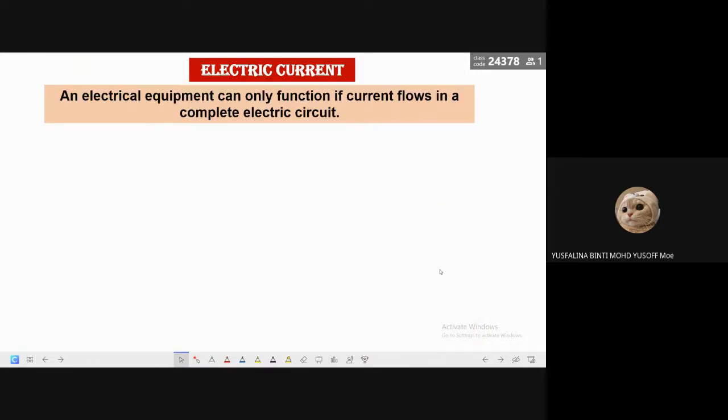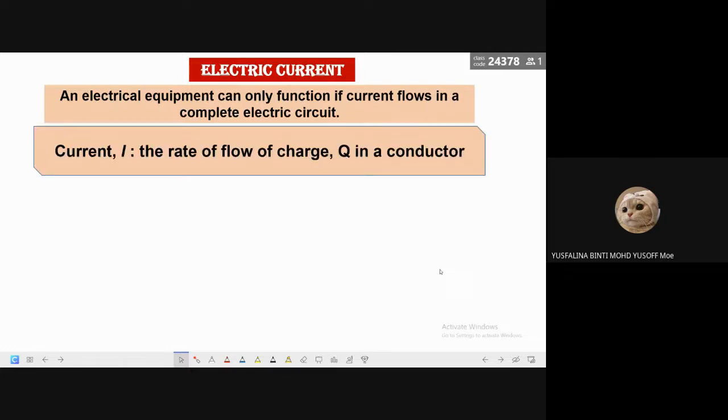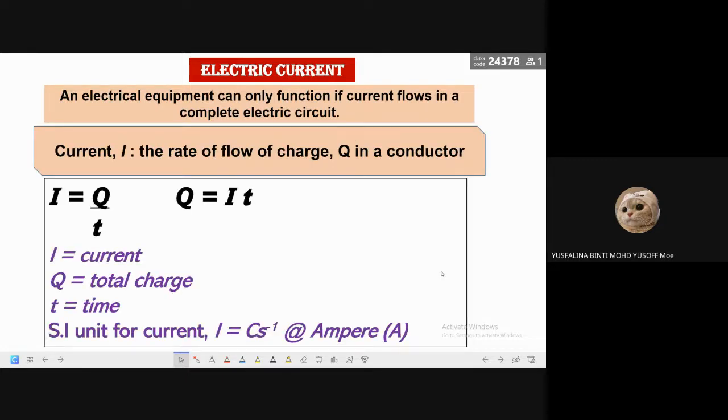All right, so electric current. An electrical equipment can only function if a current flows in a complete electric circuit. So current I, what does it mean by current? Current is the rate of flow of charge in a conductor. Okay, rate of flow. When it means rate, it means we have to divide by time.